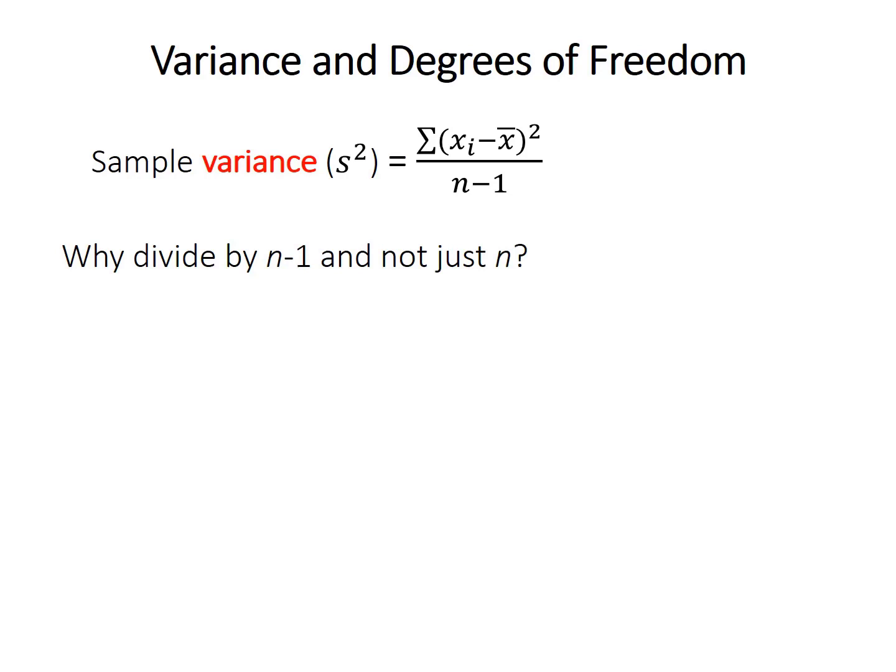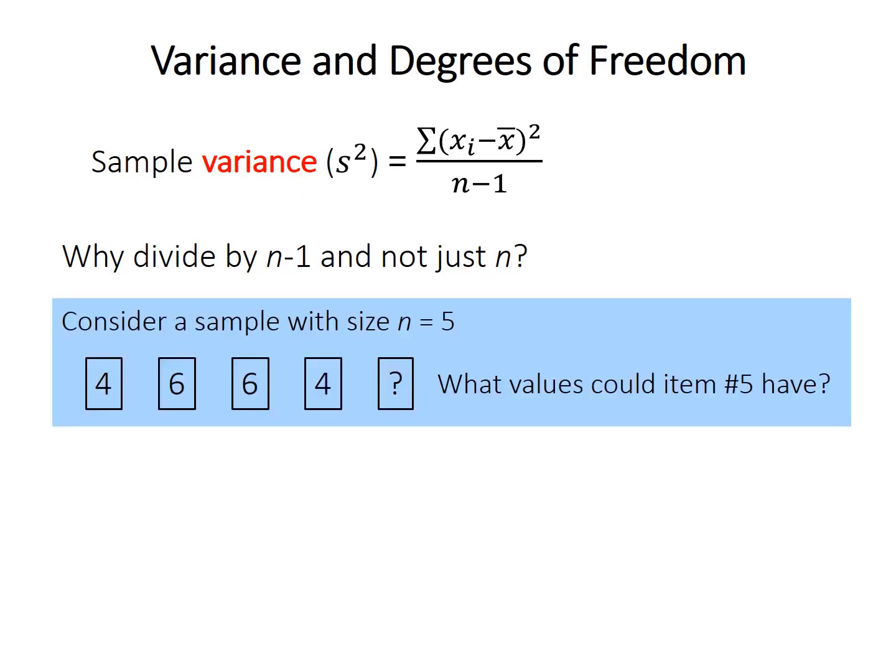Well, this is related to something called the degrees of freedom, and that might be easiest to illustrate with an example. So let's consider this small sample here of 5 observations. The first values are 4, 6, 6, and 4, and so what could the fifth value be? Well, it could be anything. It's probably something like 4 or 6 if you're extrapolating, but it could be 4.5, 4.672, it could be 15. We don't even know what it is. There's no constraints on that fifth value. It could be anything at all.